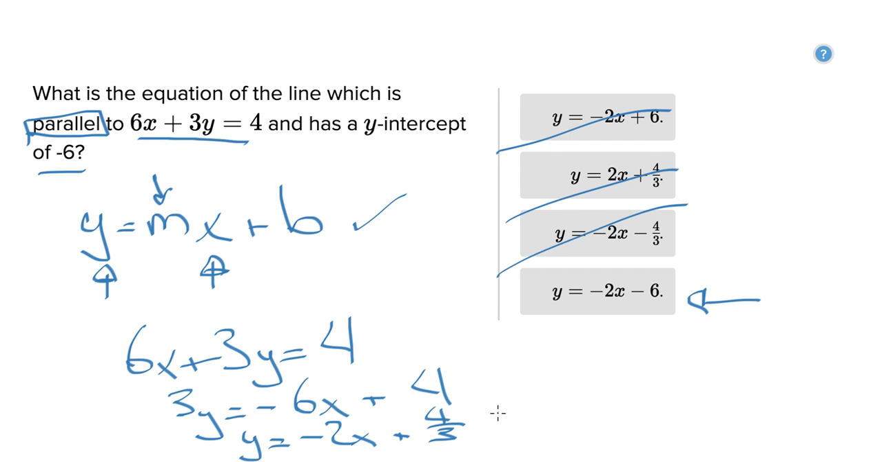Now, don't worry about the y-intercept of the original equation. What we want is the parallel line needs to have a y-intercept of -6, but the slope must remain the same. And the slope here, the m value, is -2, which holds true for our answer choice D.